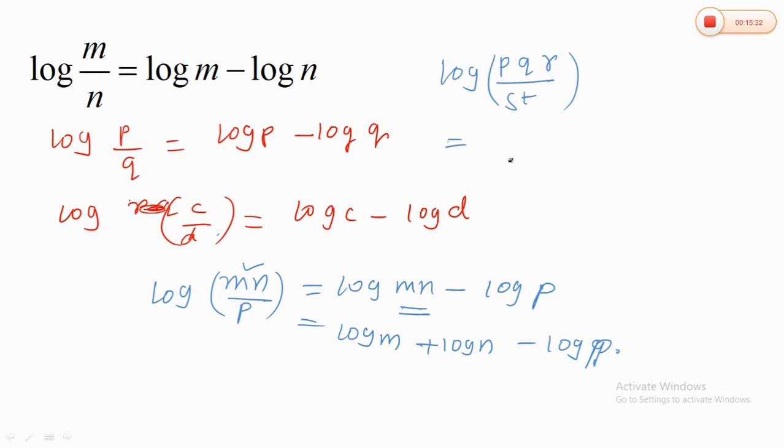So directly we can write like this: log P plus log Q plus log R, log M N P. So all are products. Therefore, convert this into a sum of logarithms. Similarly, S and T are in the denominator, so log S minus log T. Therefore these two get a minus sign here. Yes. So similarly try this.